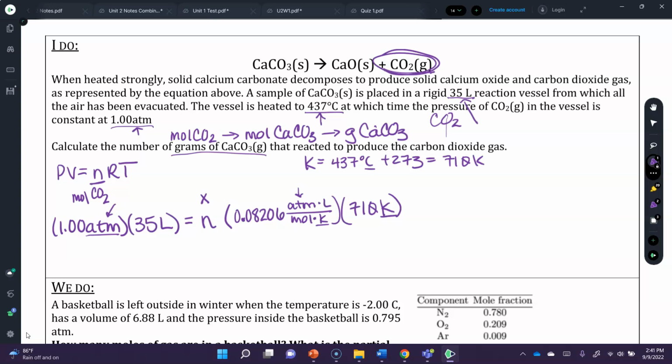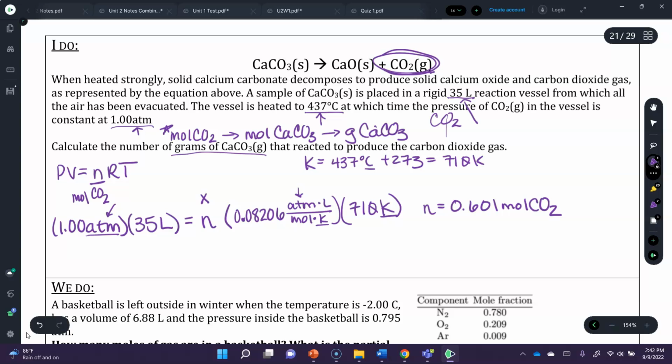So using this and solving for n, you should end up with 0.601 moles of carbon dioxide, because that is the only gas, and the ideal gas law is for gases, so carbon dioxide. So I did my first step. Now I can do stoichiometry to find the mass of calcium carbonate. So starting with the moles of carbon dioxide, forgot my unit.